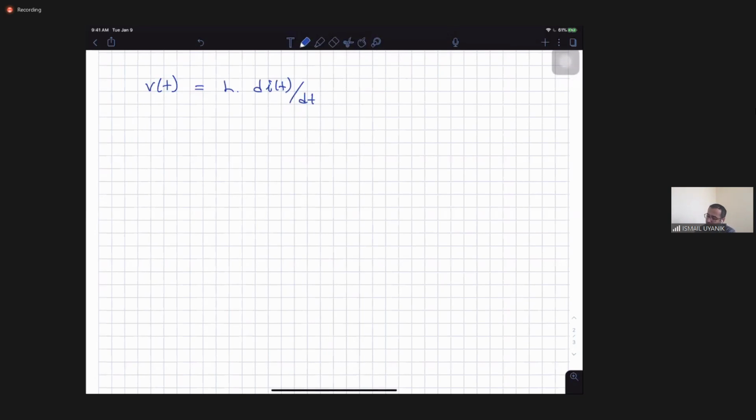So in this case, what I'm going to do is multiply both sides with dt just to simplify the equation. If you multiply both sides with dt, what we get is v(t) times dt equals L times di(t) over dt times dt, right? That is a very simple case. So in this scenario, now I will take integrals for both sides.